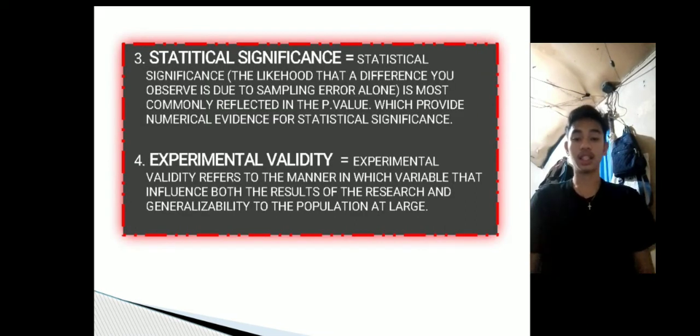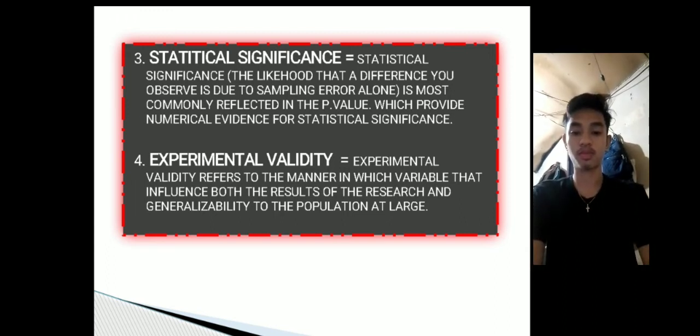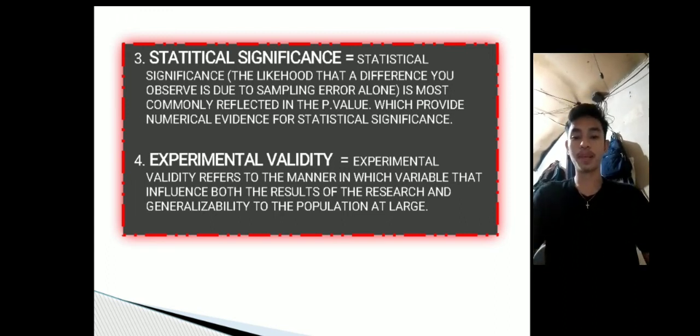Statistical significance. In research, statistical significance is a measure of the probability of the null hypothesis being true compared to the acceptable level of uncertainty regarding the true answer. Experimental validity refers to the manner in which variables influence both the result of the research and the generalizability to the population at large. It is broken down into two groups. First is internal validity, and second, external validity.